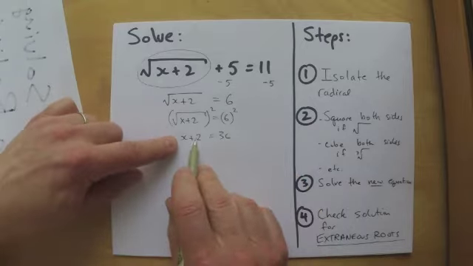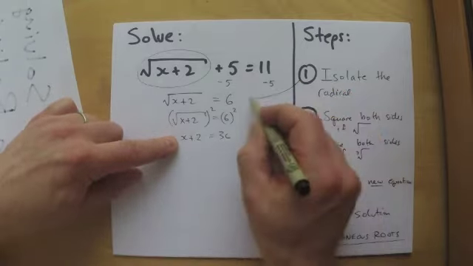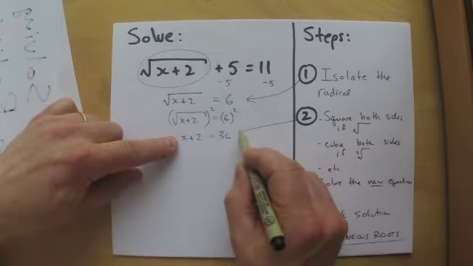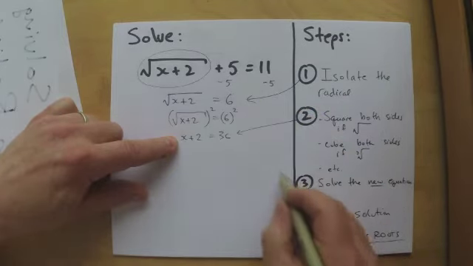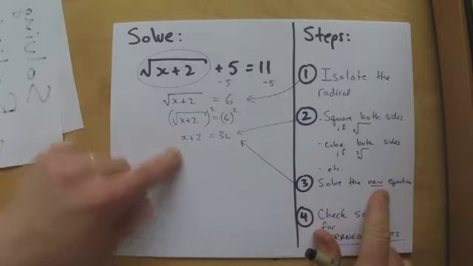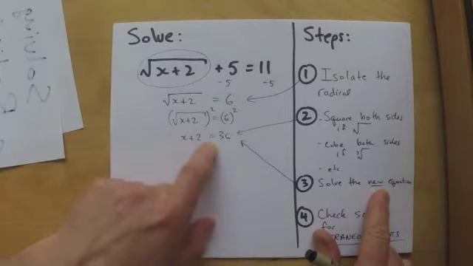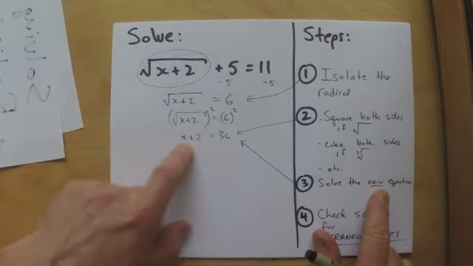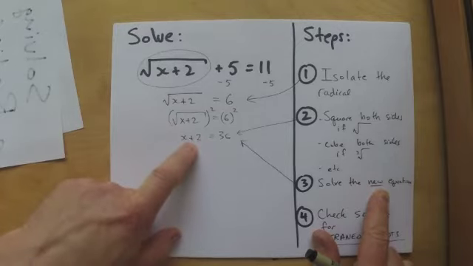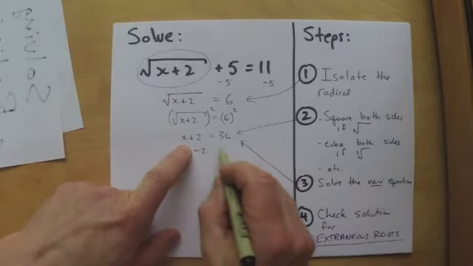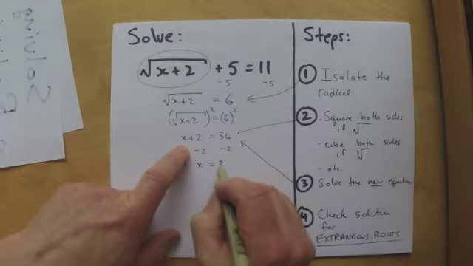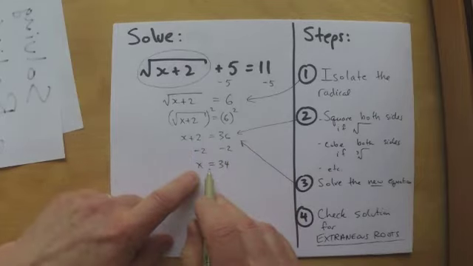And then at that point, our first step was isolation, second step was square both sides. Now we're going to solve the new equation. And look at that equation, that new equation, that's just a grade 9 special right there. That's just a linear equation. You can solve that easily for x by just subtracting 2 from both sides, and you get 34, which we kind of knew from the beginning.